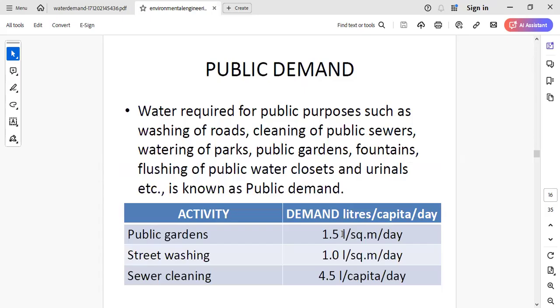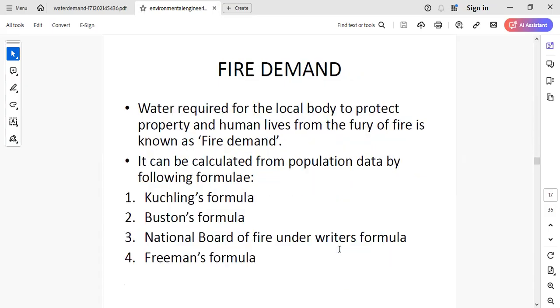And public demand. So here it is showing the water required for public purposes such as washing of roads, cleaning public sewers, watering of parks, public gardens, fountains, flushing of public water closets and urinals, etc. This is known as public demand. In the public garden, it requires 1.5 liters per square meter per day, and street washing 1 liter per square meter per day, and sewer cleaning 4.5 liters per capita per day.